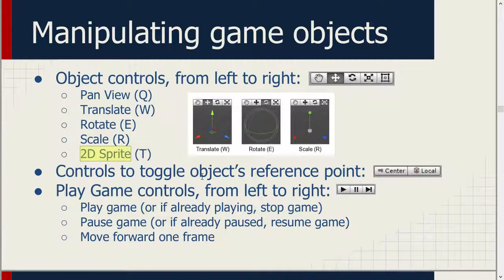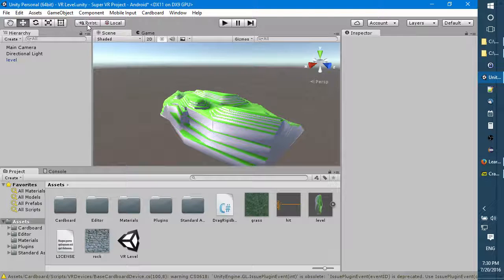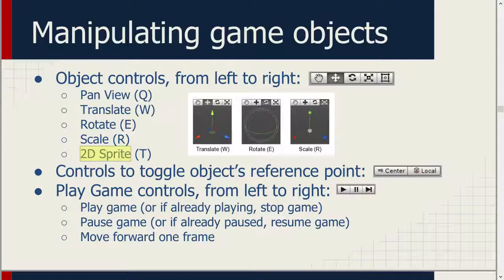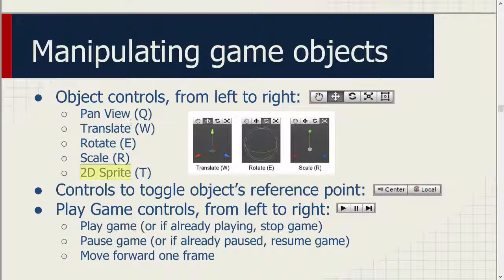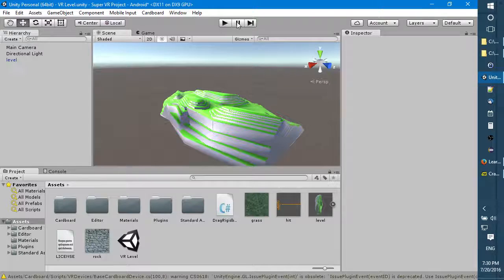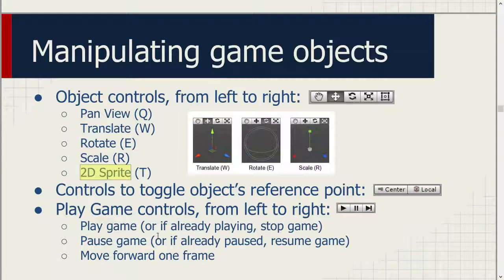You can toggle the object's reference points by clicking on these buttons. These are actually toggle buttons, which is really weird. I'm going to stick with the default settings here, which apparently when I started was center and local. But you can play around with those and see what fits your situation. And finally, the play game controls from left to right. This is the play button, this is the pause button, and this is the move over one frame button. It's pretty simple.